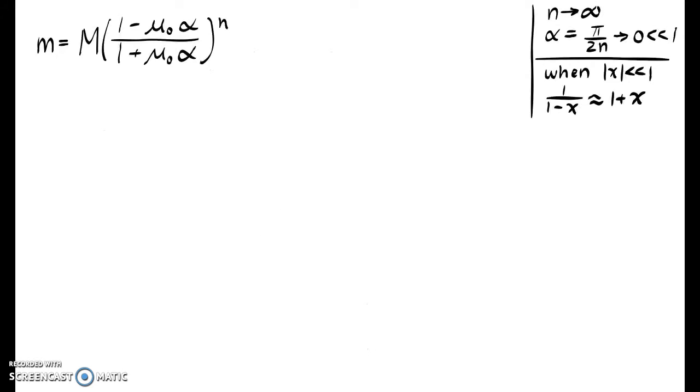Now we can also use one of our other helpful hints, namely 1 over 1 minus x is approximately equal to 1 plus x when x is much, much smaller than 1.